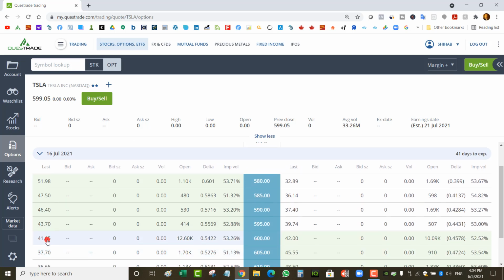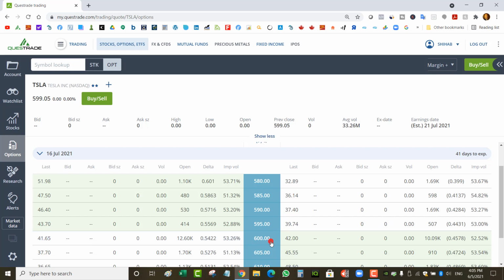So you could see the last traded price for this Tesla call at a 600 strike is 41.65. So let's say you bought the call option at a 600 strike. You paid $41, and whatever you paid, it doesn't matter what you paid, that's not the point. Let's say you paid $30. And now your call option is worth $41.65.